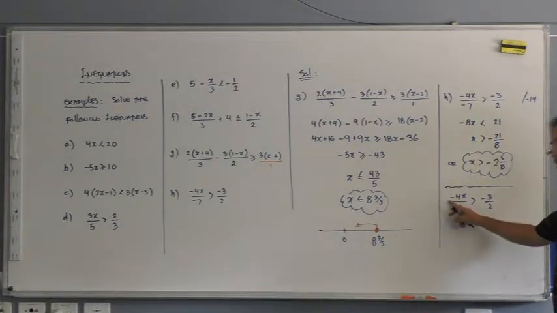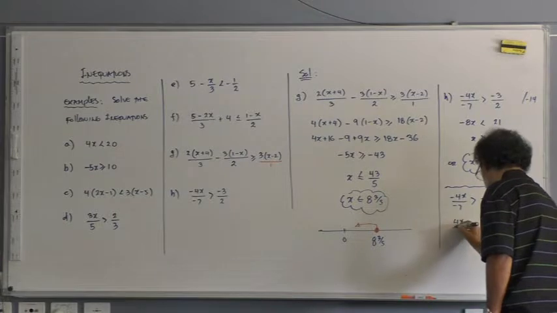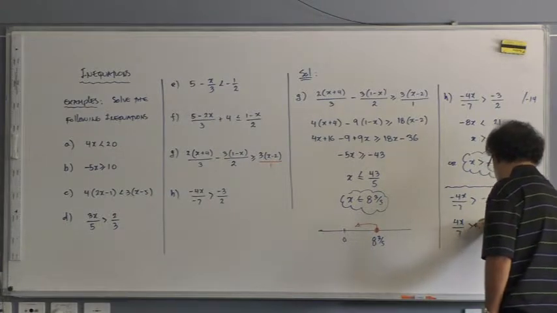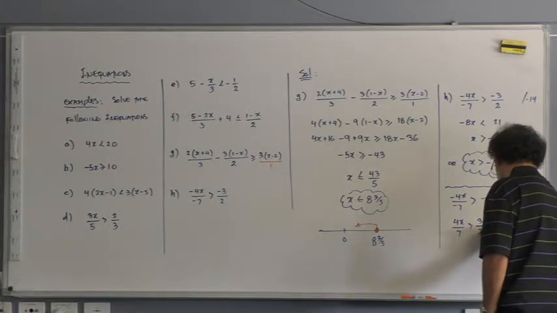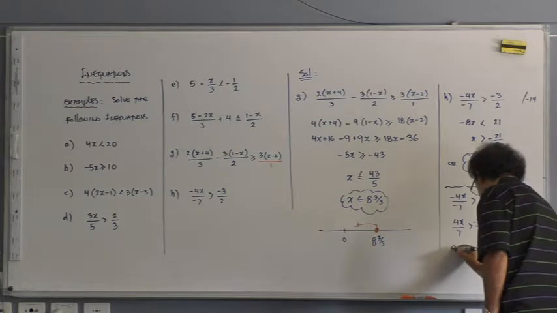So if we start in here, there is negative and negative, so we know that the answer for this is the same as this. Okay, and then the lowest common denominator is going to be 14, positive 14. And then let's see if we get the same answer, all right? Okay, so 14 divided by 7 is 2, so it's going to be 8x.